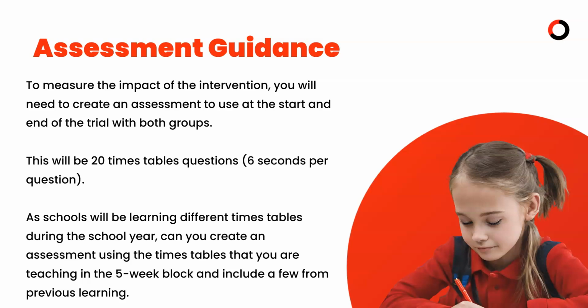The assessment guidance. To measure the impact of the intervention, you'll need to create an assessment to use at the start and end of the trial with both groups. This will be 20 times table questions, 6 seconds per question. As schools will be learning different times tables during the school year, you can create an assessment using the times tables that you are teaching in the 5-week block and include a few from the previous learning. So you need 20 questions from the times tables that you'll be teaching over the duration of the 5-week block. And you can select these, but make sure you use the same ones for your pre and your post assessment.